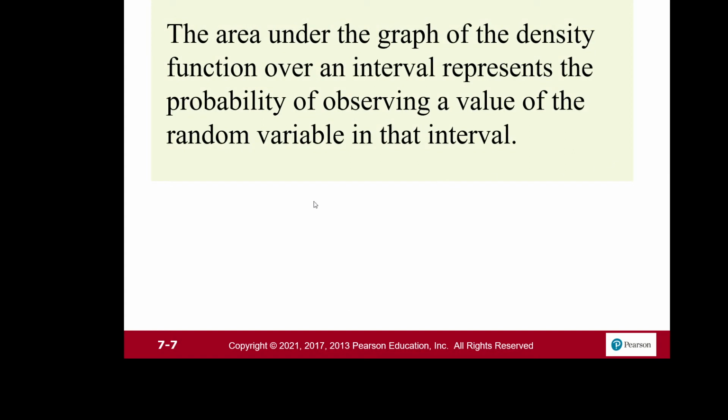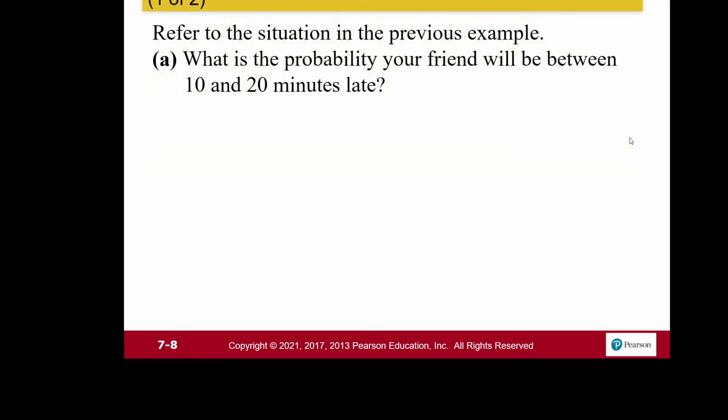And we can do problems like that. For example, it says here, the area under the graph of the density function over an interval represents the probability of observing a value of the random variable in that area. So that's the connection. The area is going to equate to the probability.